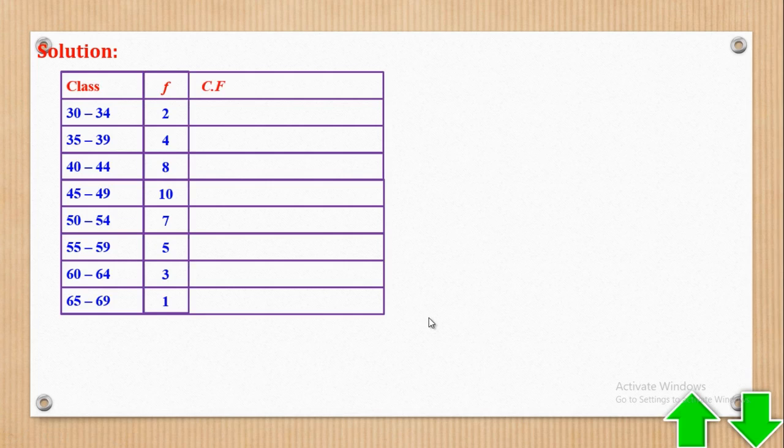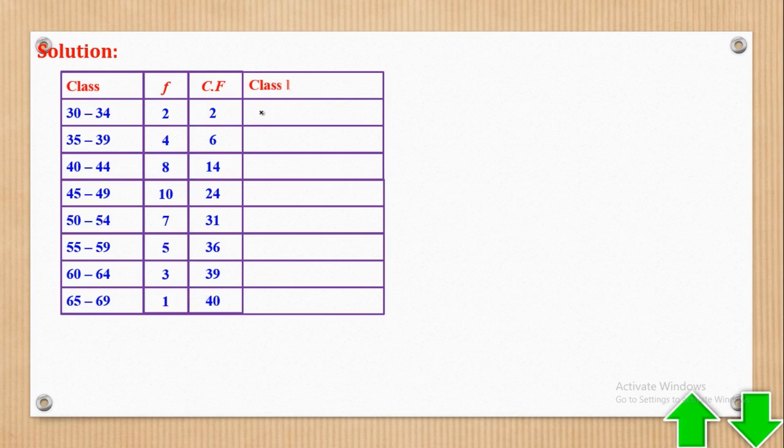So next is the crucial step we have been waiting for, and that is the one for CF, which is cumulative frequency. So how is cumulative frequency generated? First of all, you begin by writing this value here, so that is 2. Next we will say 2 plus 4 to come up with 6, then 6 plus 8 to come up with 14, then 14 plus 10 to come up with 24, 24 plus 7 to come up with 31, 31 plus 5 to come up with 36, 36 plus 3 to come up with 39, 39 plus 1 to come up with 40. So that's how the CF column is generated.